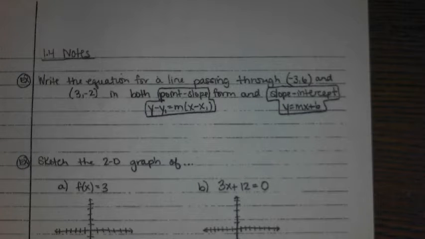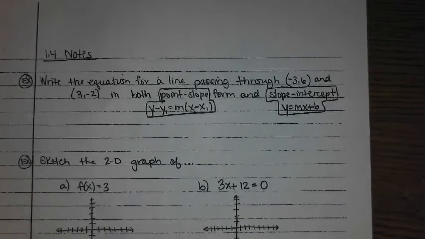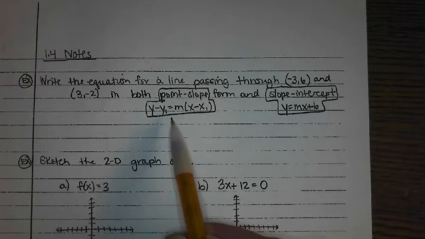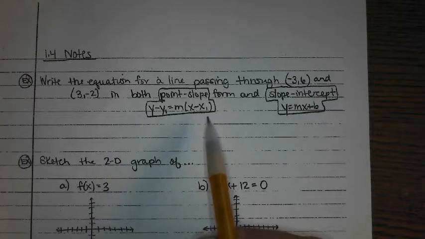Writing purposes, it's just so much faster. So when we write equations, we're going to always use point slope. And I would just say leave it in point slope.